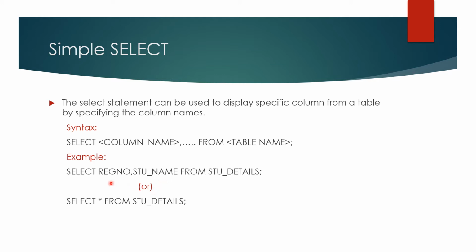Another example of a simple select statement: select asterisk from student details, or select star from student details. Here this asterisk symbol symbolizes all the columns in the table. So this query displays all the columns from the student details.